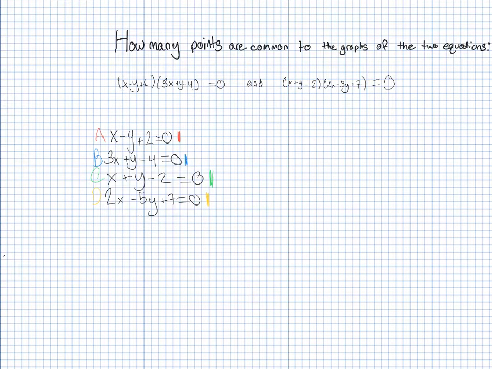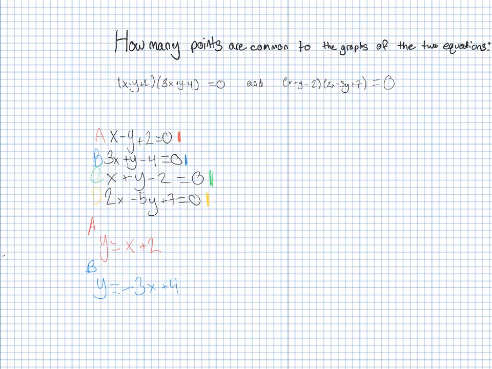So I turned these lines into slope-intercept form. So line A would be y equals x plus 2. So that means the b, or the y-intercept, is 2, and the slope is 1. And then we do the same for the next equation. B would equal y equals negative 3x plus 4.